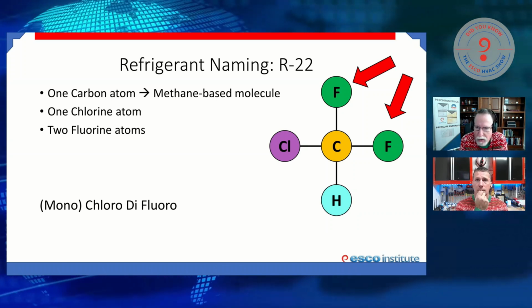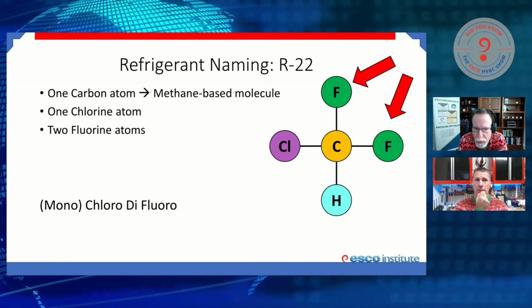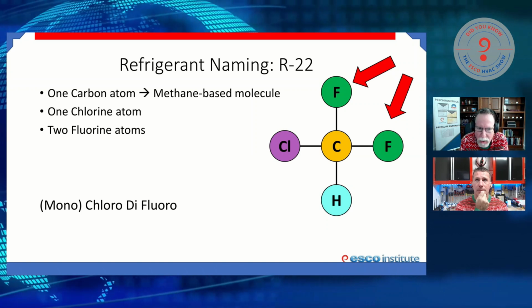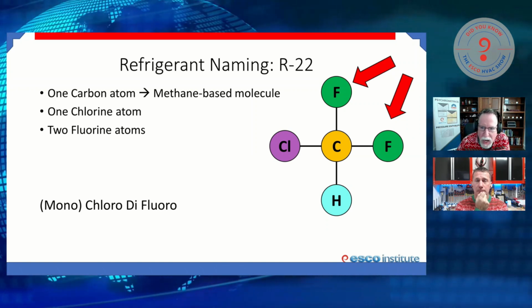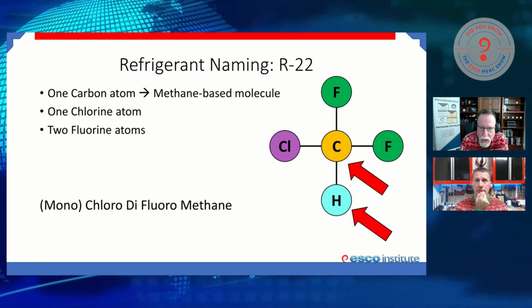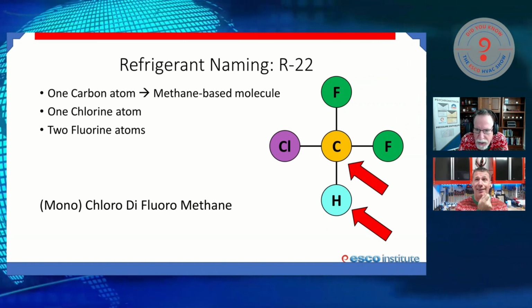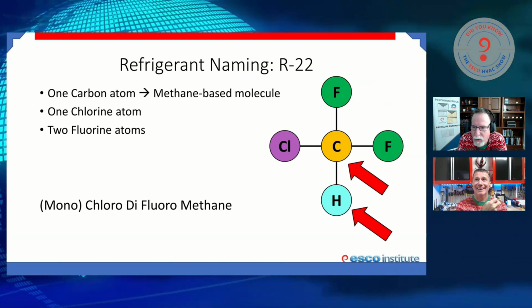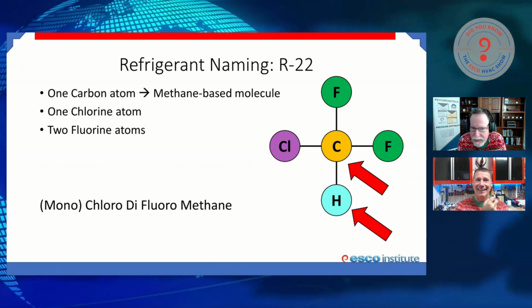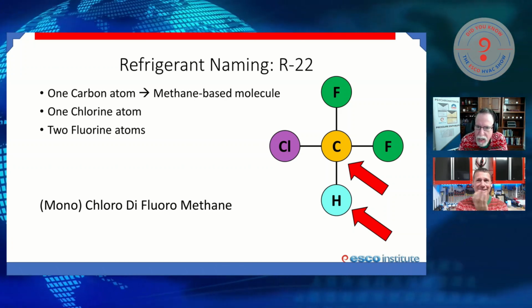So monochloro, 1 chlorine, 2 fluoro, monochloro, difluoro, and then the base molecule, which is methane. So if you look at a drum of R22, you're going to see monochloro difluoromethane or chloro-difluoromethane. I put the mono in parentheses, because it doesn't have to be there.